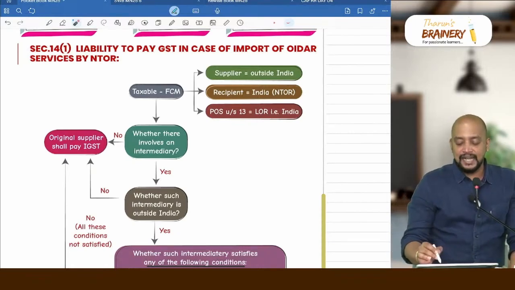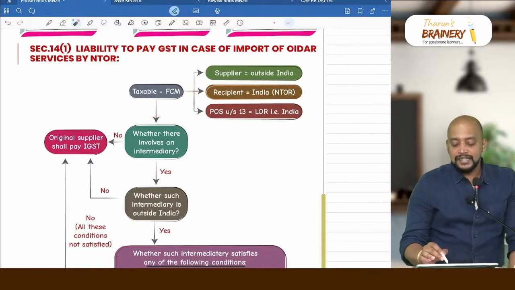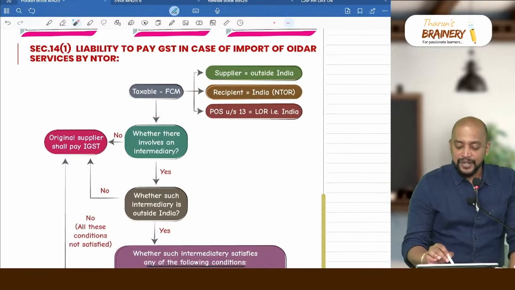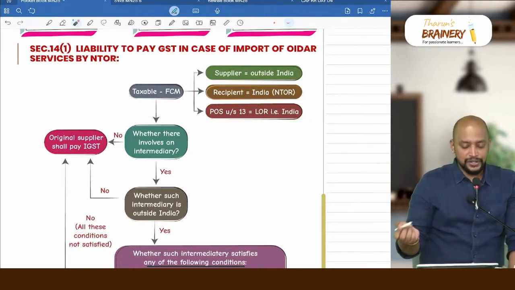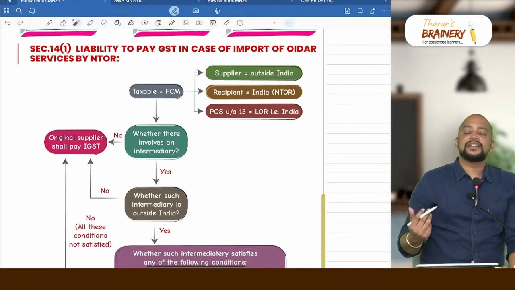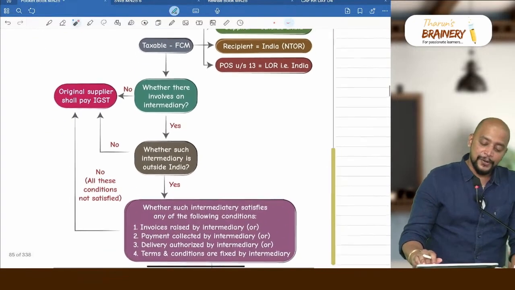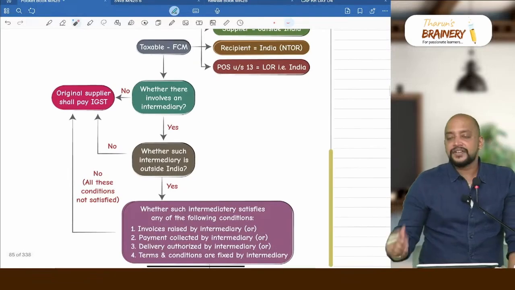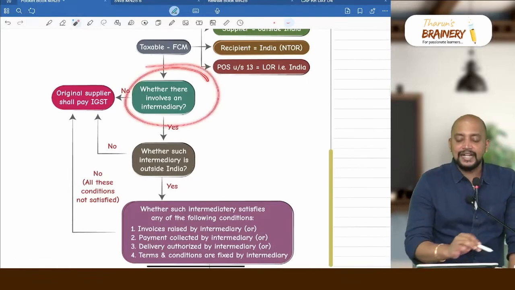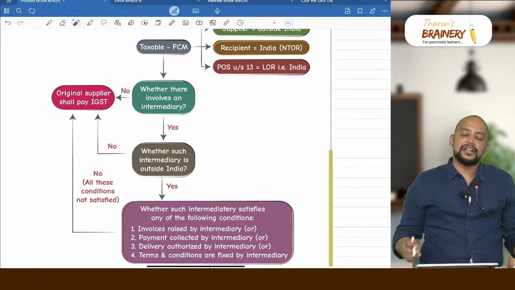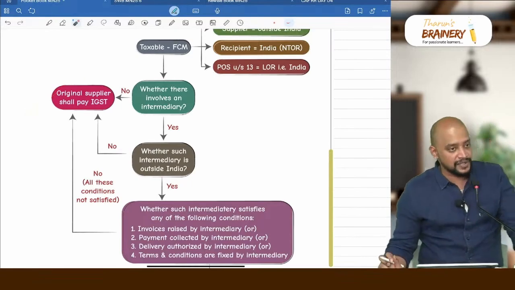So first there is an import of OIDR services by a non-taxable online recipient, it is taxable under FCM. Supplier is outside India, recipient is in India, place of supply is in India, location of recipient, because for OIDR services general provisions only apply, so location of recipient in India. Now it is import of services. First check whether there involves an intermediary. No, there is no intermediary, then definitely the supplier only will pay GST.